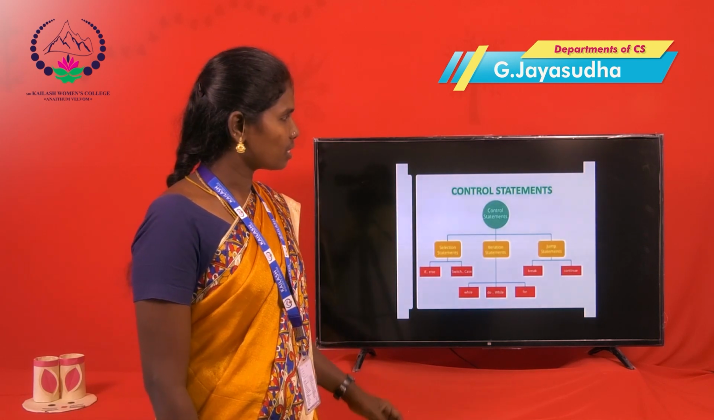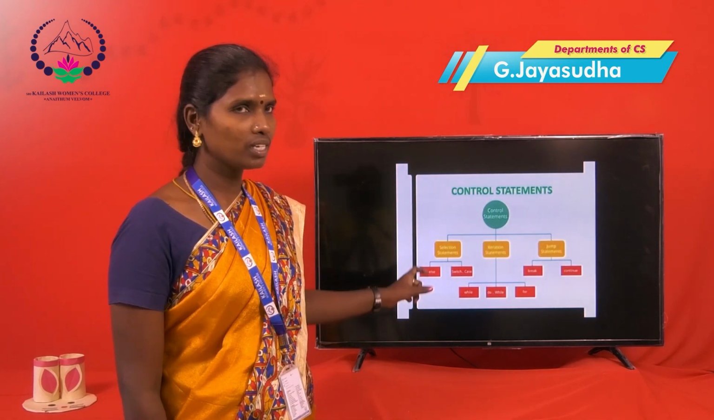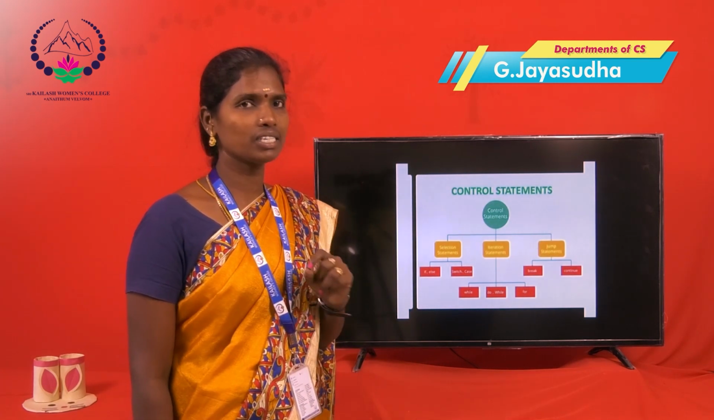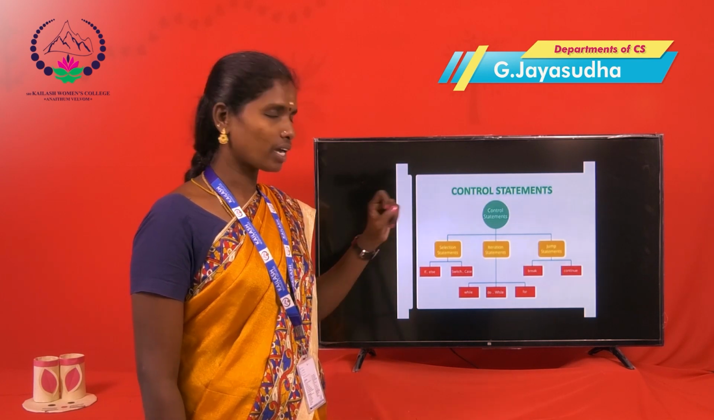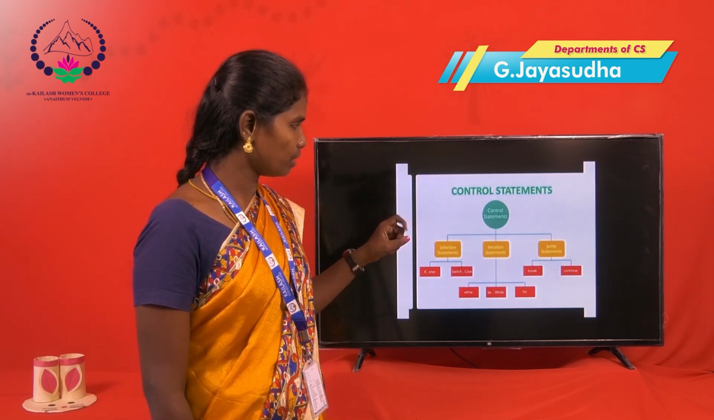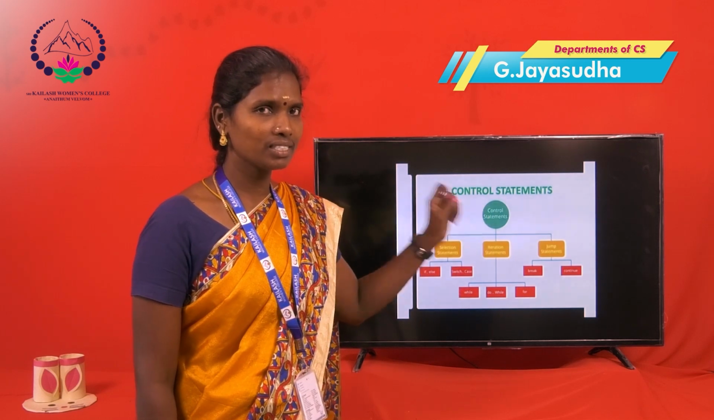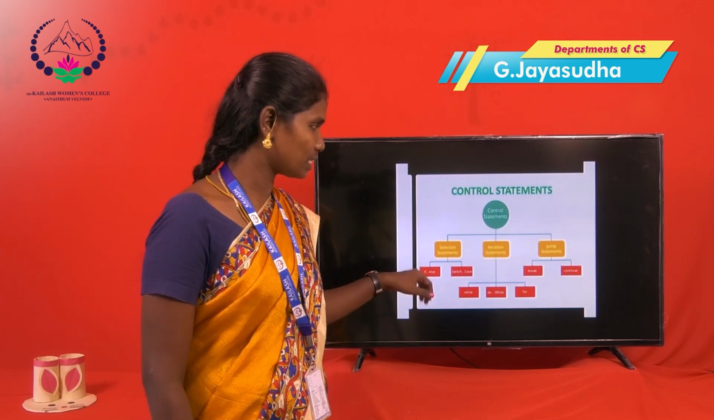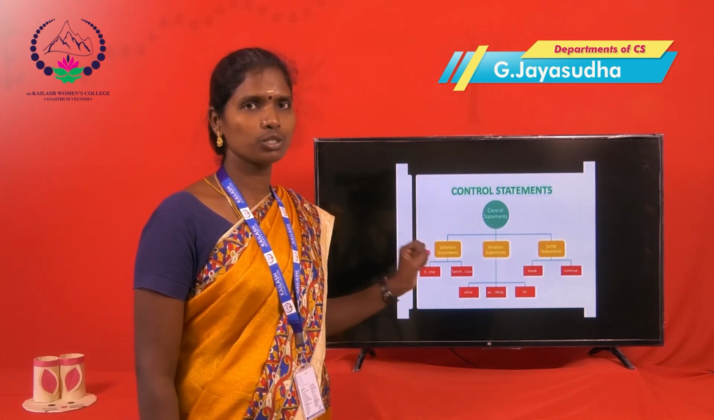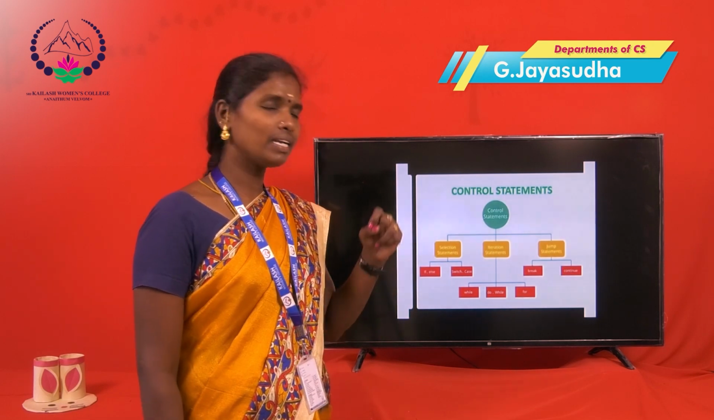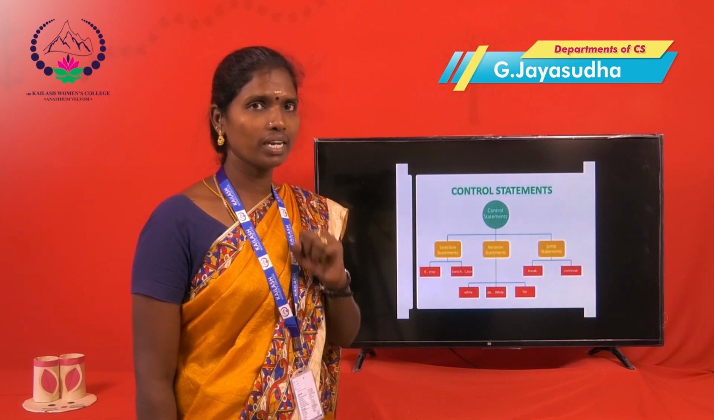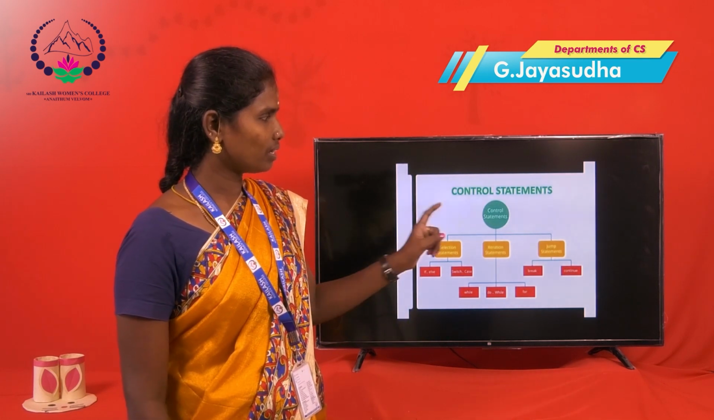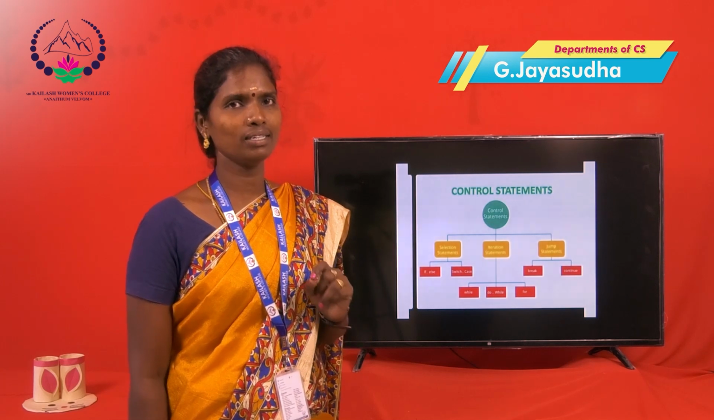Now we just learn about control statements. This diagram helps us easily identify what statements are available in Java as control statements. They are classified into three types: selection, iteration and jump statements. The selection statement is classified into different types of if statement and switch case statement. The iteration statement is classified into while loop, do while loop and for loop. The jump statements are break and continue.